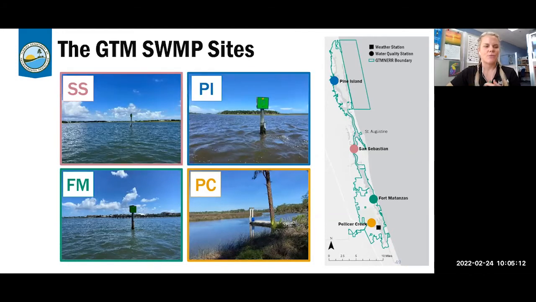San Sebastian and Fort Matanzas are closest to the 2 inlets in our region, the San Sebastian and the Matanzas. As such, they typically tend to be the most influenced by those inlets. Pine Island and Pellicer Creek, however, are much further from the inlets and tend to be more influenced by what's going on in the watershed.